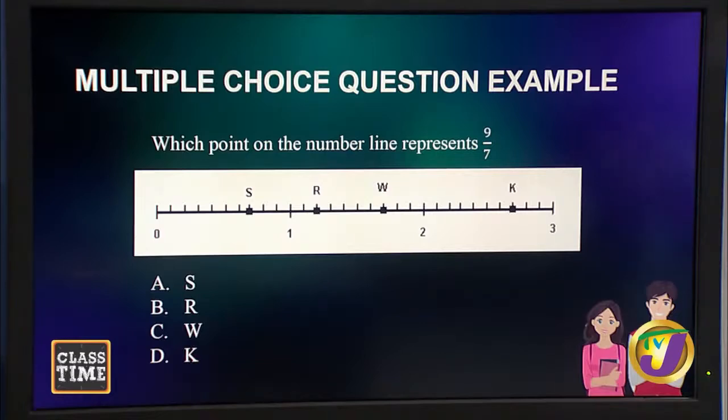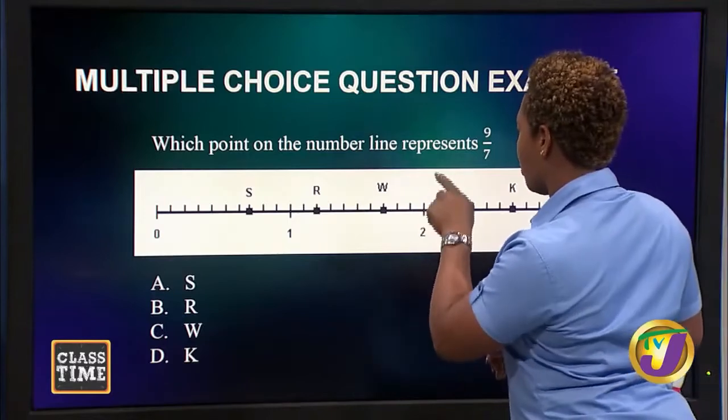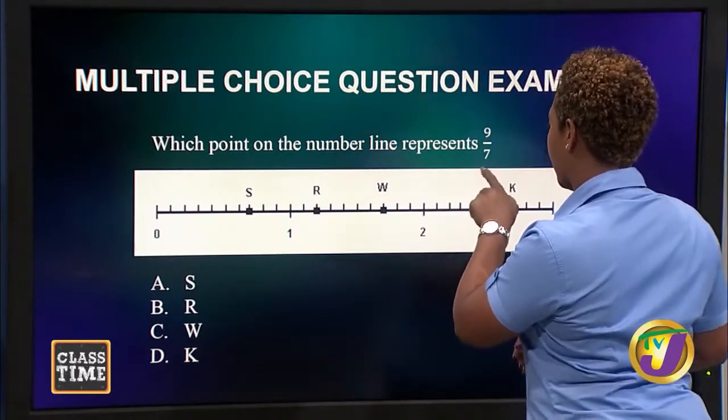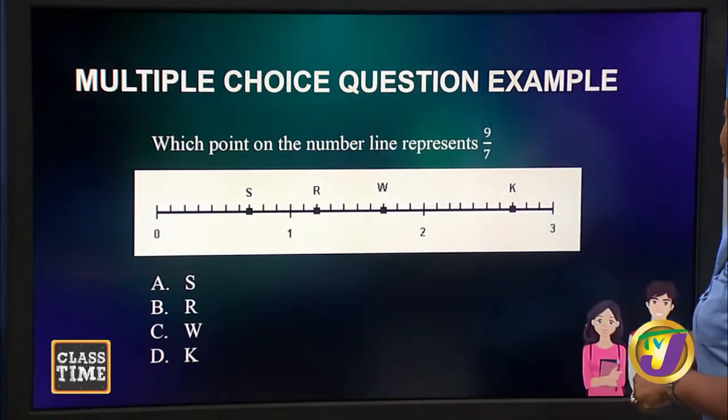9/7. All right, so right there, that's an improper fraction. Therefore, we are talking about 1 and something. How many 7s can I get from 9? 1, and 2 is left, so 1 and 2/7. All right, so let me find my 1. Now I'm going to have to literally count up how many parts. 1, 2, 3, 4, 5, 6, 7, 8, 9, 10.